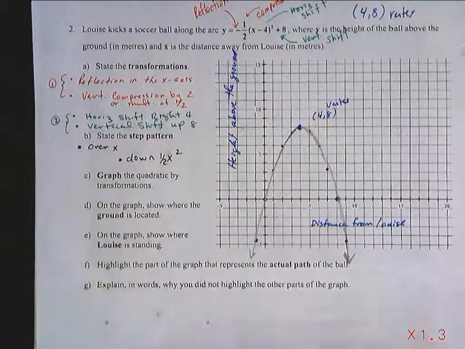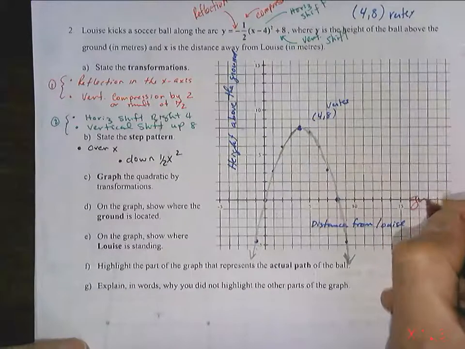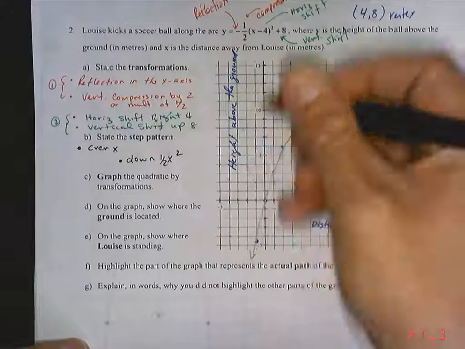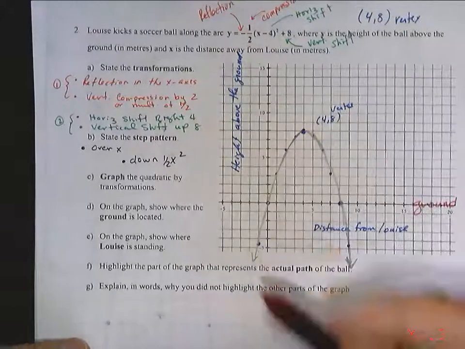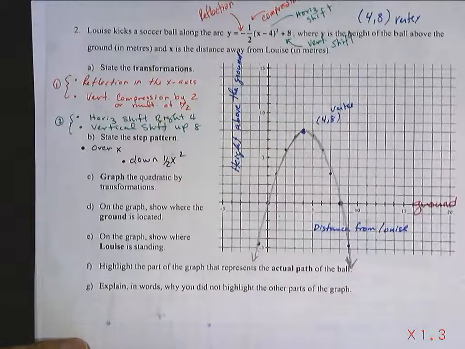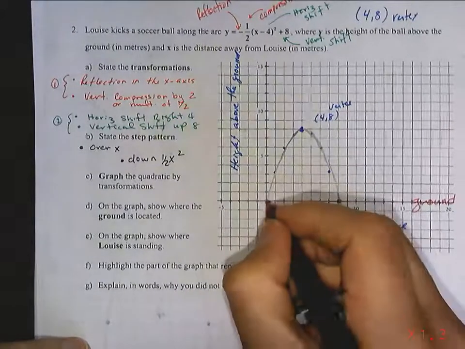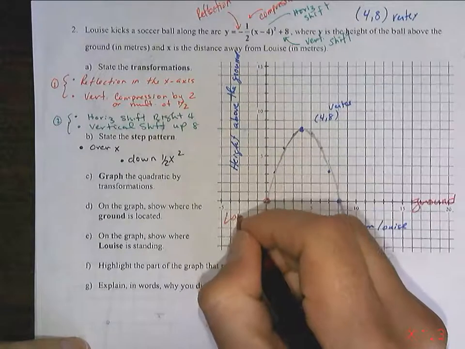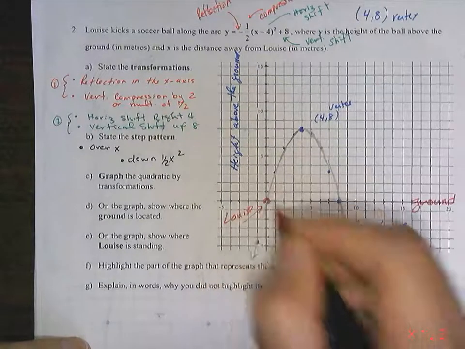On the graph, show where the ground's located. Come on. This is the ground. Because this is the height above the ground. Therefore, that's the height below the ground. On the graph, show where Louise is standing. That's where Louise is standing. She's standing right there.